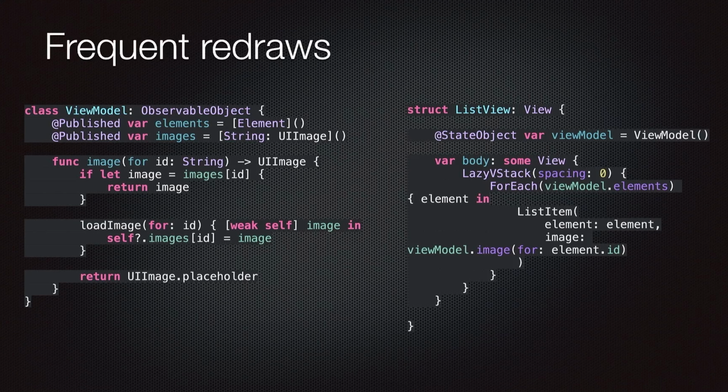So here on the slide is another example that I have actually written. You have a view model, and it stores some elements and some images, and you have a method that returns immediately an image. If you have it in the cache, it returns it. If not, it tries to load it, but immediately returns a placeholder. And here on the other chunk of code, we have how we use it in the list view, and we pass this method to the list item itself.